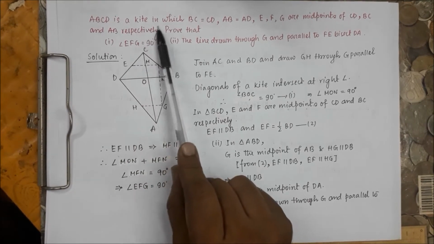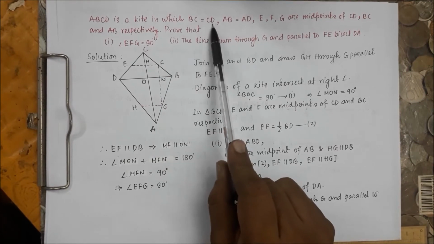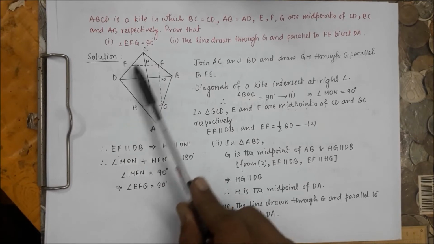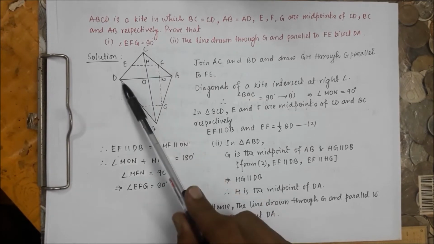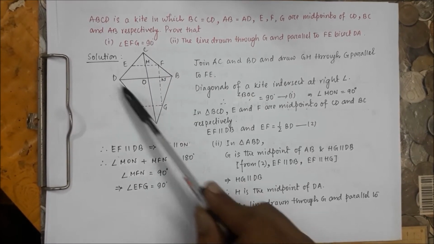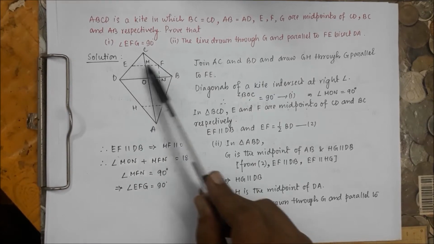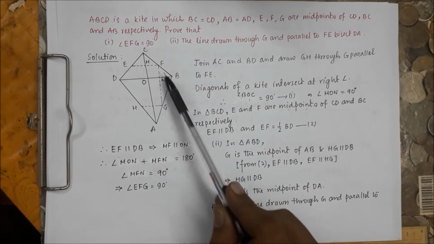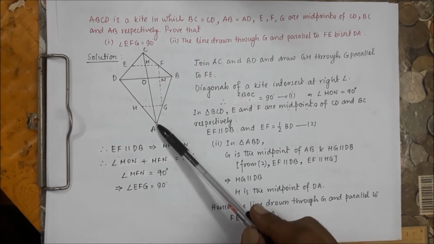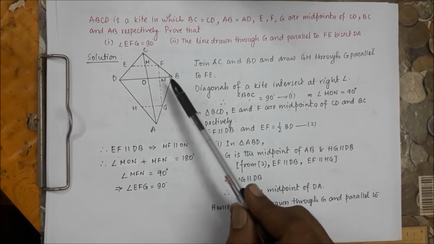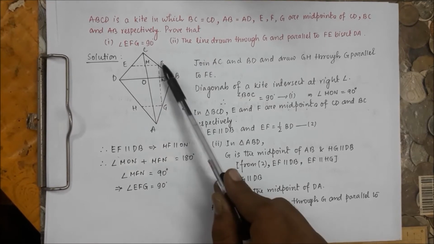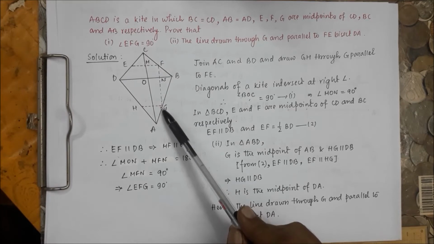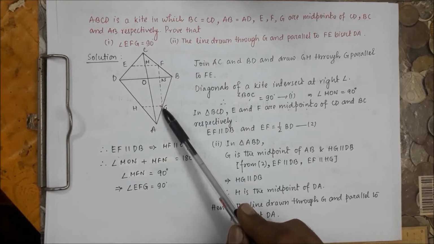ABCD is a kite in which BC equals CD, and AB equals AD. E, F, G are the midpoints of CD, BC and AB respectively. We need to prove that angle EFG equals 90 degrees and the line drawn through G parallel to FE bisects DA.